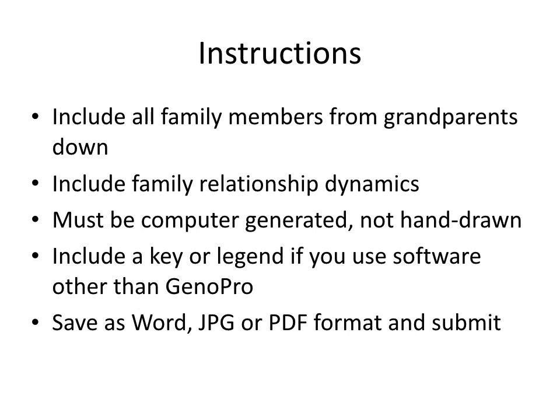Now let's go over some important instructions for this assignment. The first is to include all family members from your grandparents on down, even if they've died. This includes your grandparents and their siblings, your parents and their siblings, you and your siblings, and your children if you have any. Include family relationship dynamics for those with close, distant, hostile, or even abusive relationships. You also need to include abuse issues like alcohol or drugs. Remember, all of this information is important for you to understand your genetic health.